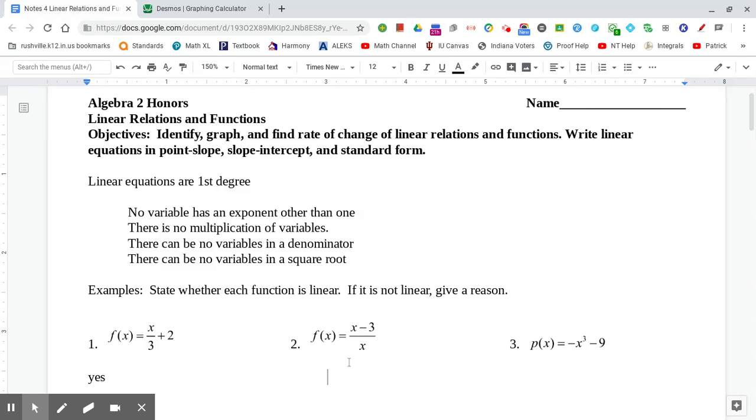For the next one, we have variables. We have them to the first power, so that's good. But we have a denominator, and we see a variable in the denominator. So no, this is not going to be linear, again, because we have a variable in the denominator. This one's okay, this one's not. And for the last one, we have p of x is equal to negative x to the third minus 9. So right here we have x to the positive third, which means that we have an exponent other than 1, which means that no, this graph is not going to be linear.